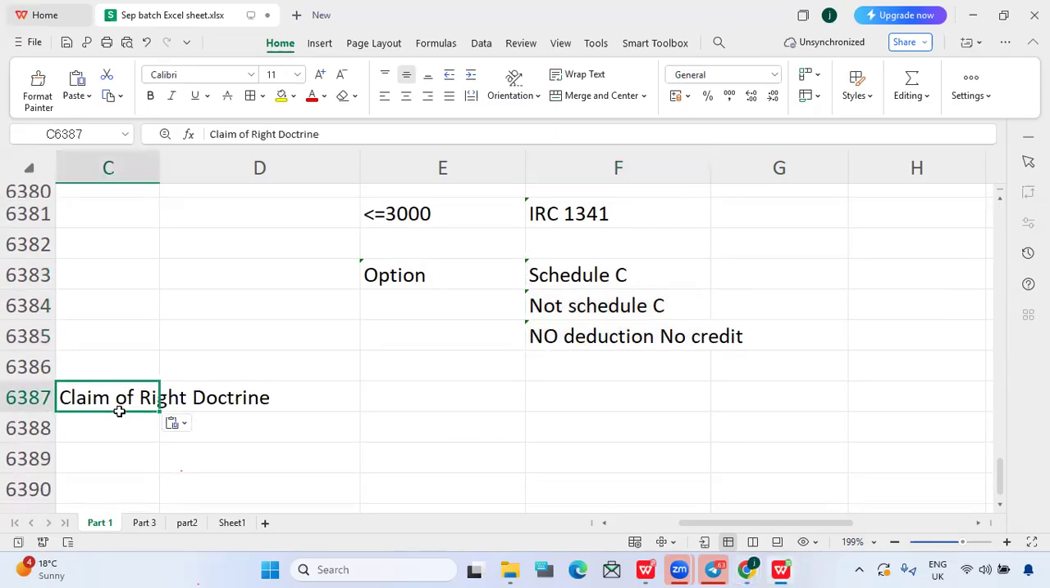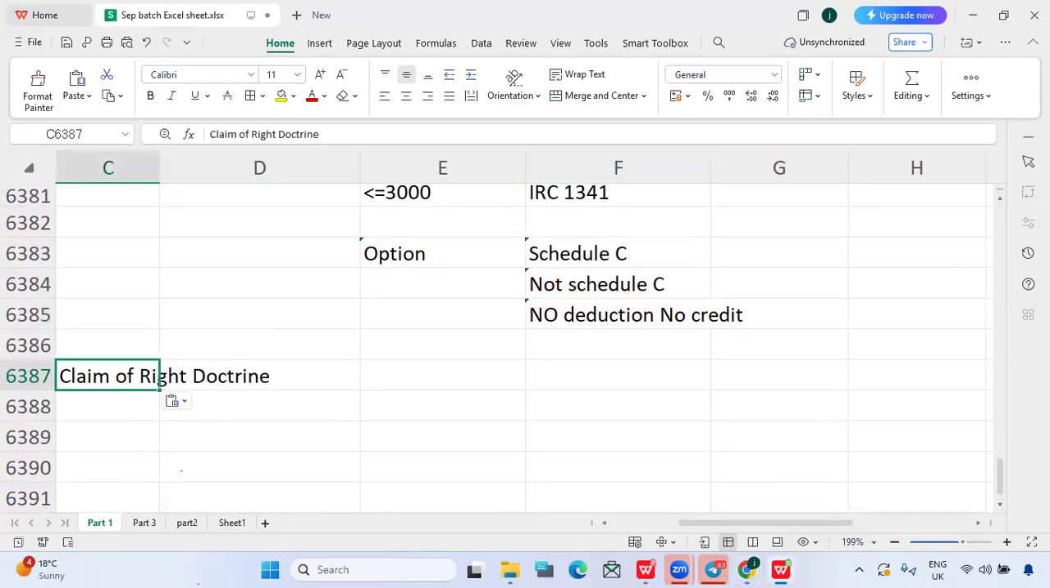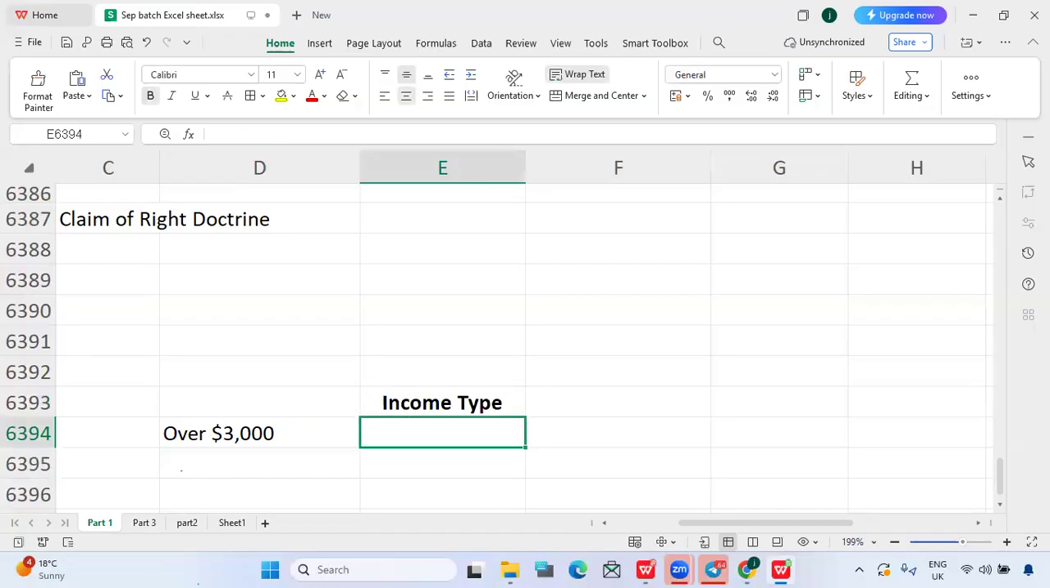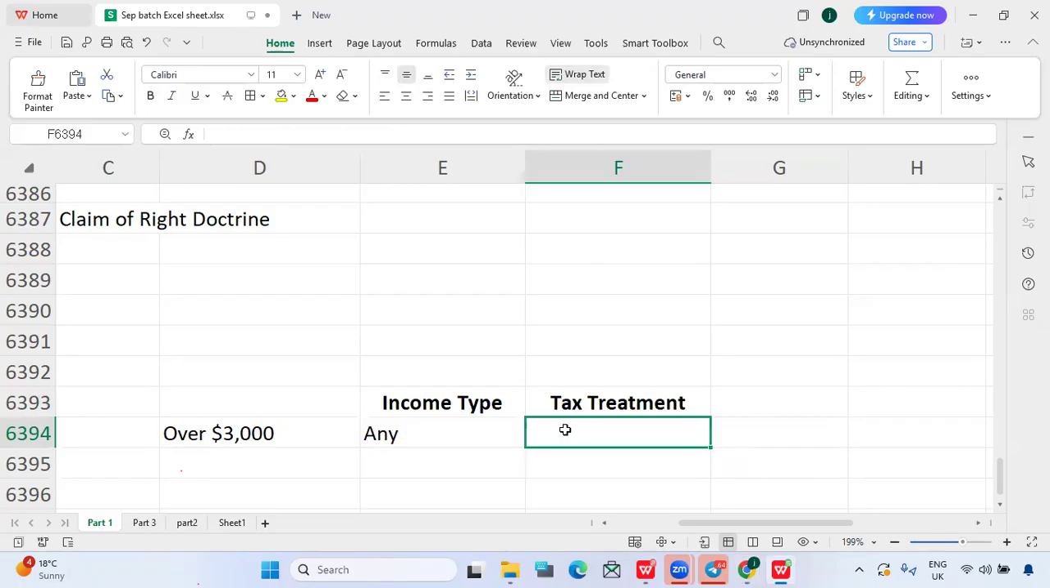So now how many doctrines have we seen? One is constructive receipt, another one is economic benefit doctrine, and claim of right doctrine. Correct. So now I will give you one piece of information. Just tell me: over $3,000, and any income type is okay. So now tell me what is the tax treatment? How will you deal with it? IRC 1341 is applicable.